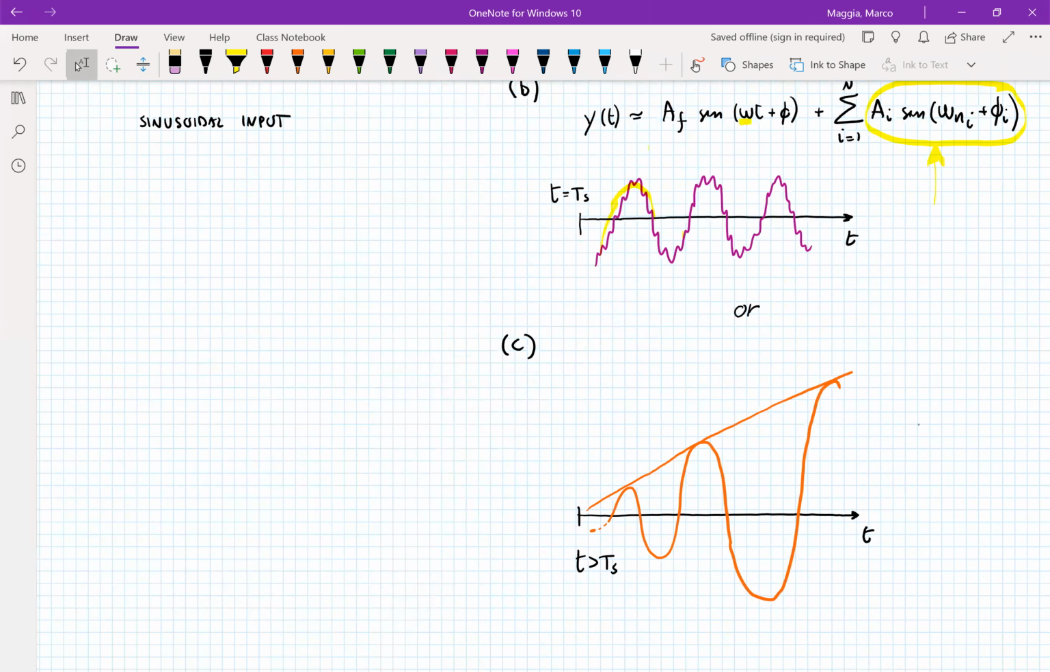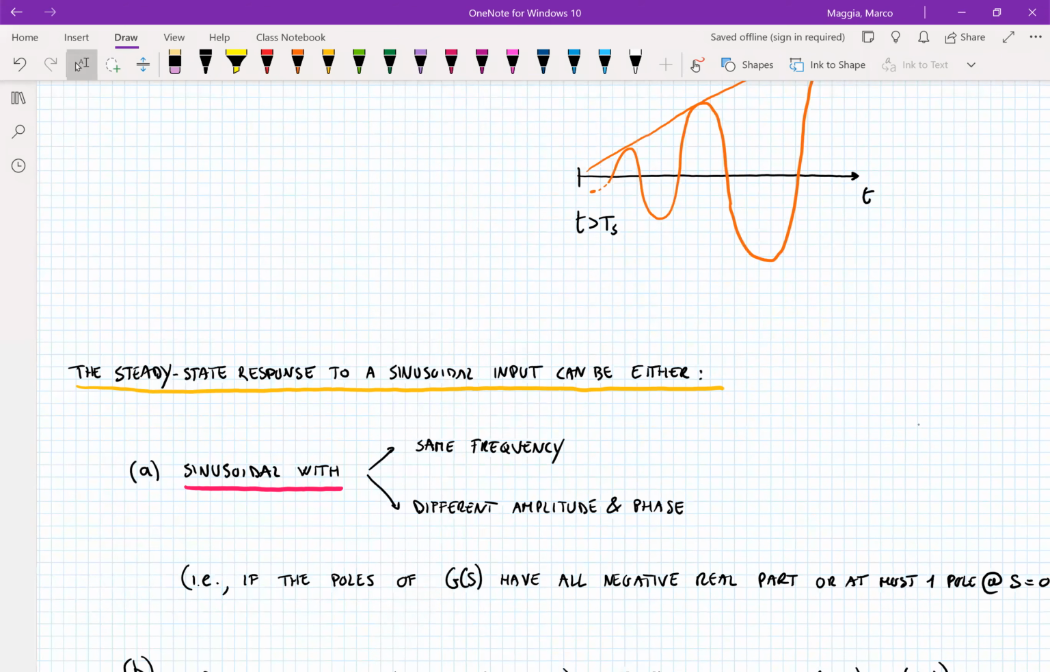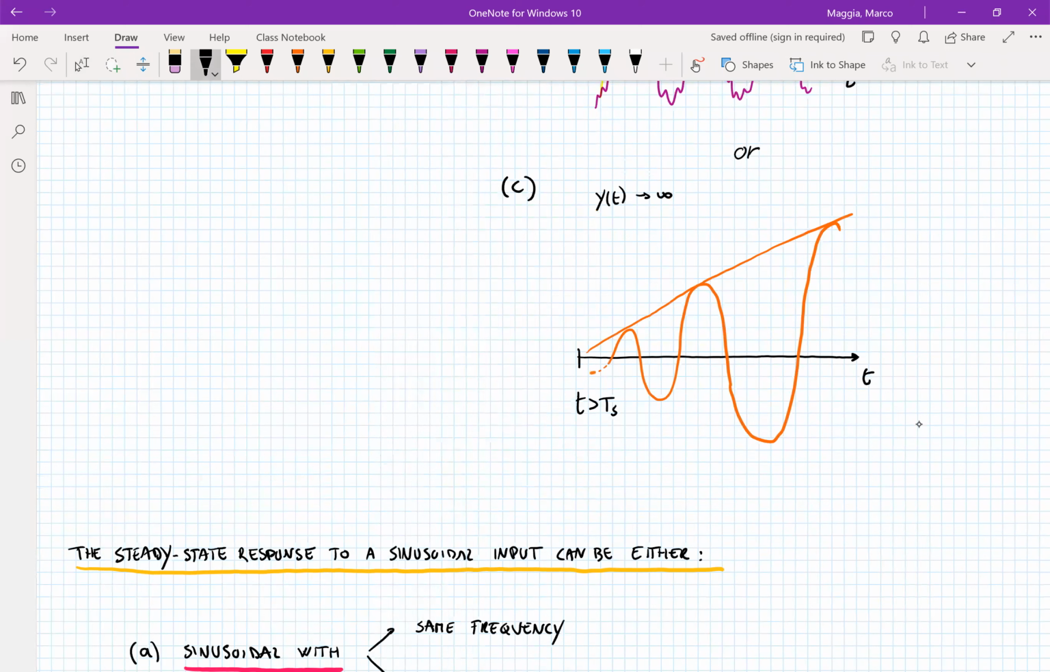And in case C, we have a wave that blows up and so diverges to infinity. Therefore, in this case, the system is unstable. And if you don't remember that, I'll refer you to the lecture when we talked about stability.